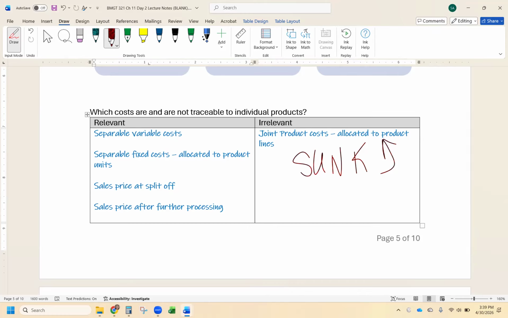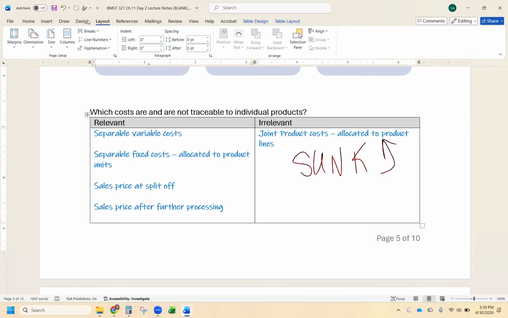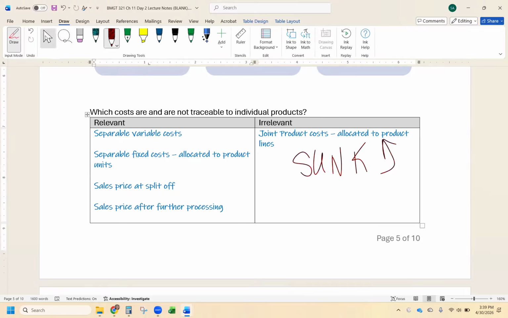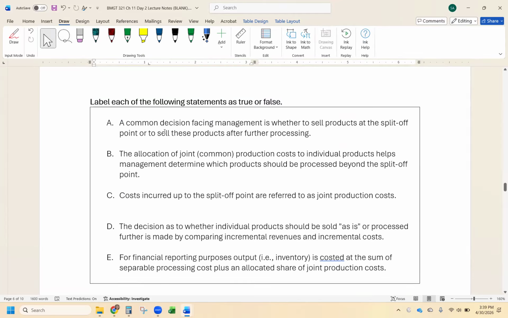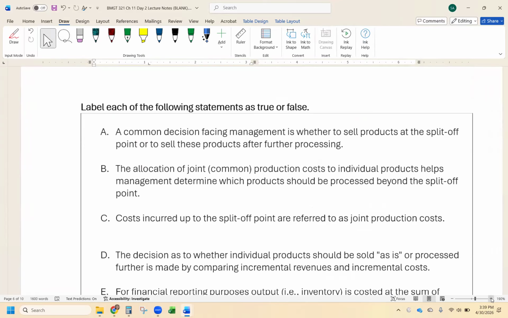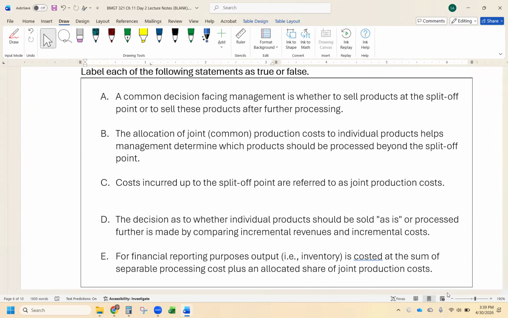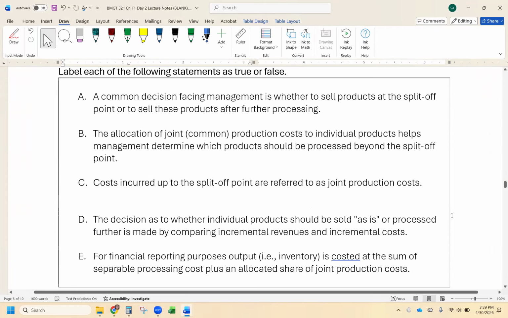Anyone have a question on that? Okay, let's go now to the next page. So this next page, it starts with what was originally a multiple choice question, but I broke it up. So I want you guys to go through and label each one of these statements as true or false. And so I'll read them, you guys write your answers down, and then you all tell me with thumbs up, thumbs down if it's true or false.